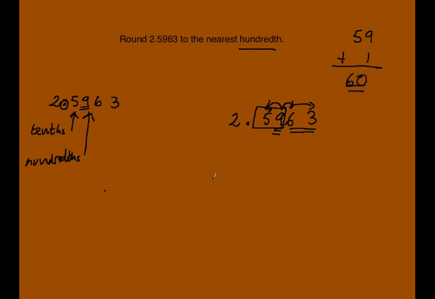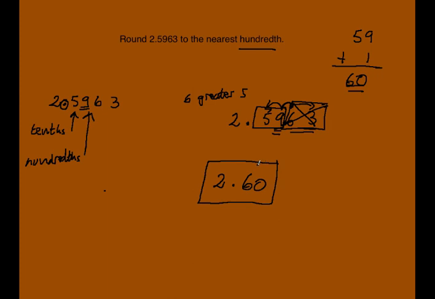So we keep this one the same. We will never touch it. The 59 becomes a 60. The reason why, again, is because the number after the 9 is 6 and it's greater than 5. That's the reason why we added 1 to the 59. And any number to the right after we do that, we always drop. Your final answer is 2.60.